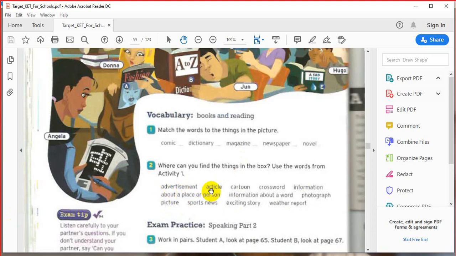Advertisement. Article. Cartoon. Crossword. Information. About a place or person. Information about a word. Photograph. Picture. Sport news. Exciting story. Weather report. Good.